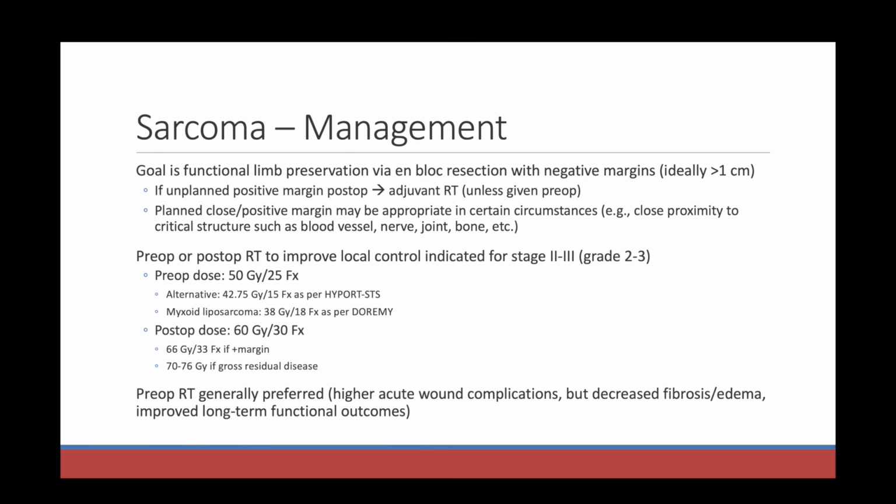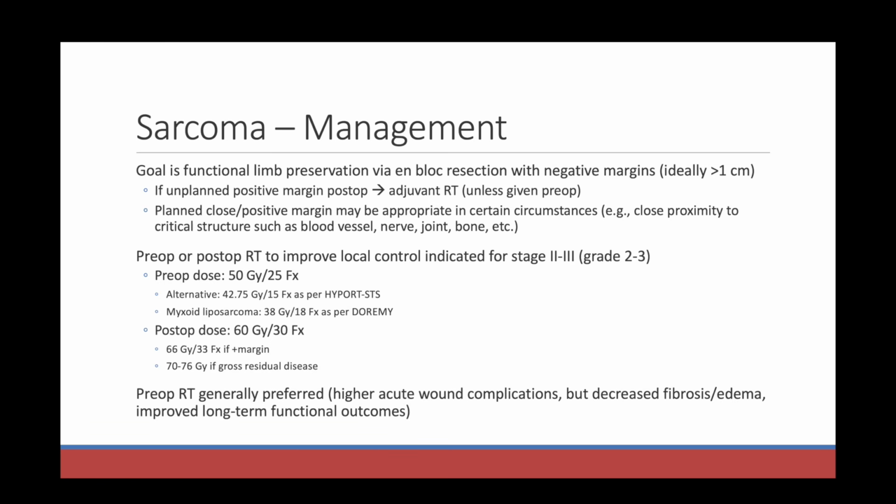So with extremity sarcomas, the goal of management is functional limb preservation, right? And we know that historically these patients were managed with amputation, but we found that we could reasonably treat them with surgery and radiation, and that allows them to spare amputation. So ideally, we want to get an en-bloc resection with negative margins, and ideally we want that margin to be clear by over 1 centimeter.